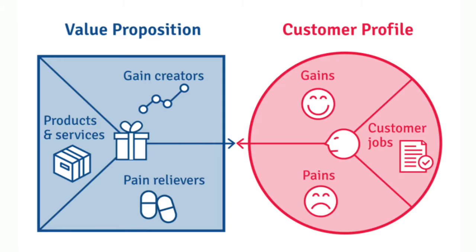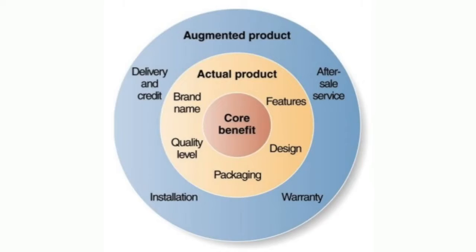Let's begin. Step 1. Develop a value proposition that satisfies your client's needs and also makes them happier. Then you will need to increase the value by providing more benefits in every single level of the product, establishing the actual product and then the augmented product.